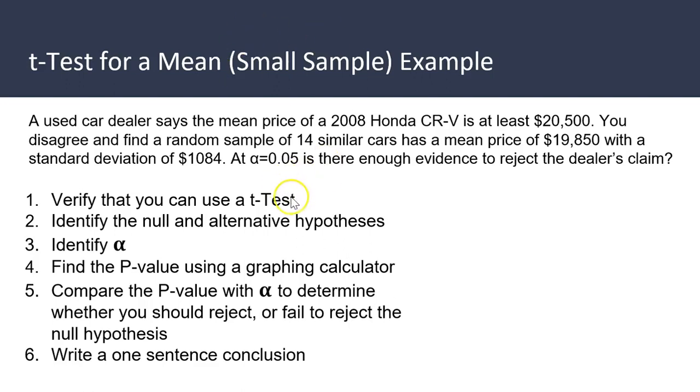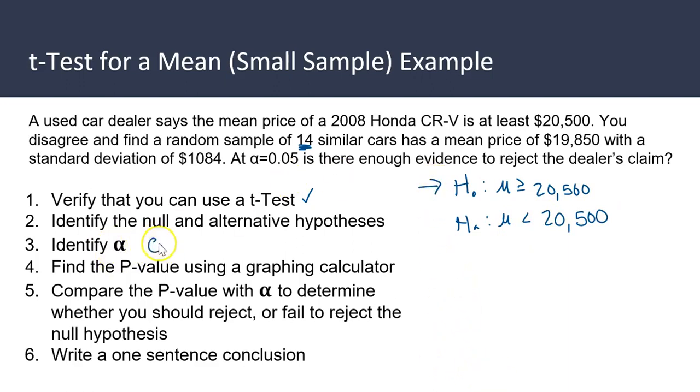Step 1, verify you can use a t-test. Well, our sample is 14, so that is less than 30. So our hypotheses, let's see. He says that it is at least 20,500. At least would be greater than or equal to. So that's going to go in the null because it has the equal to. Then our alternative would be the opposite of that, less than 20,500. And this time our claim is in the null hypothesis.